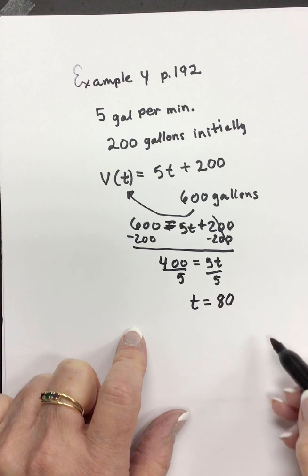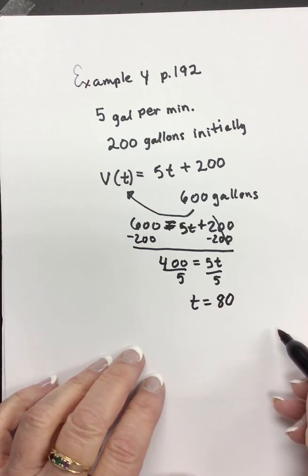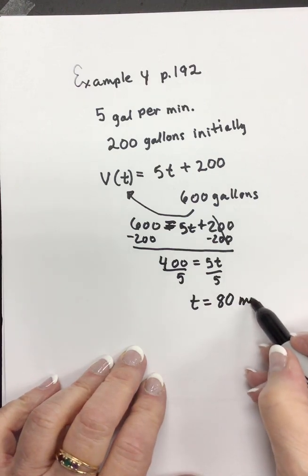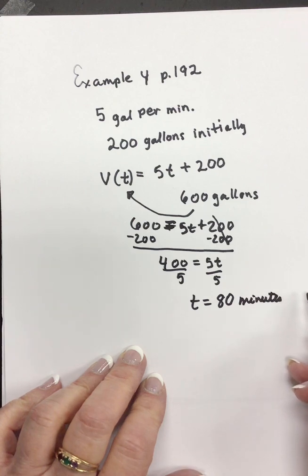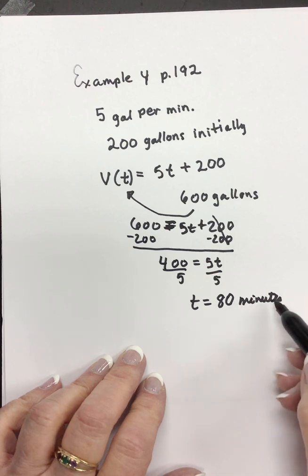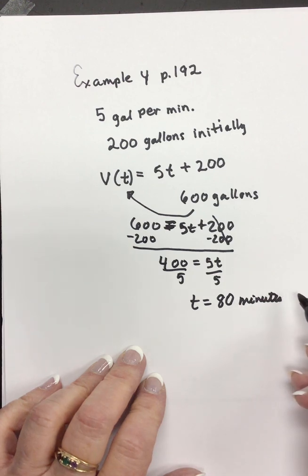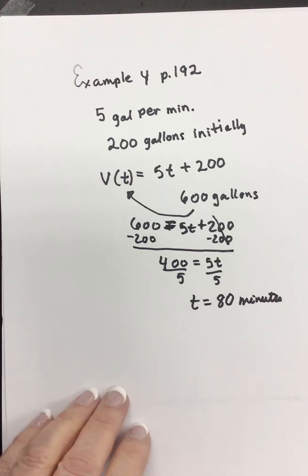Now, what does 80 stand for? What is 80 telling us? We have to interpret our answer then, right? So we know T is going to be 80 minutes. How long did it take to totally fill the pool would be 80 minutes. So that's what the 80 stands for. 80 minutes is how long it takes to totally fill the pool. Give everybody a chance to get that written down first. Everybody caught up?